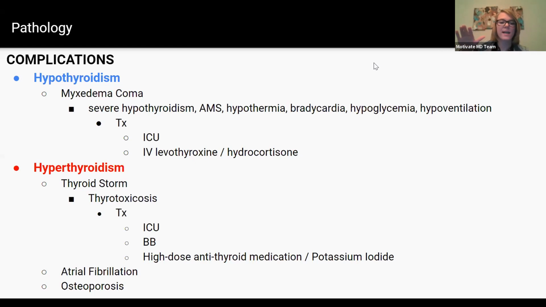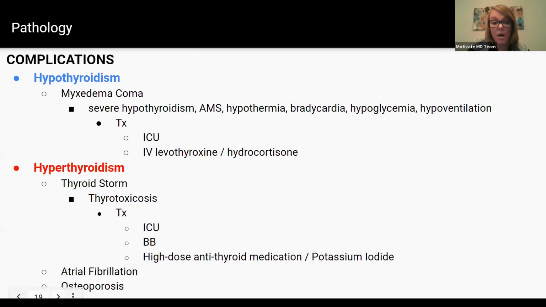And on the other side, thyroid toxicosis. You probably have heard of thyroid storm before. This also warrants an ICU admission. We might want to give them beta blockers to slow their heart rate and give them high dose antithyroid medications. And then other associations is atrial fibrillation. There it is again, remember that one, and then osteoporosis, as thyroid hormone affects bone remodeling.